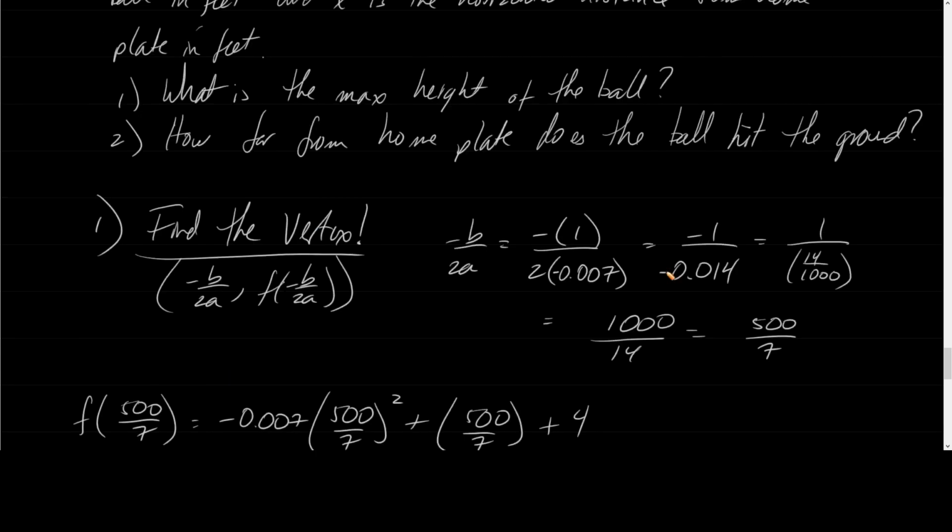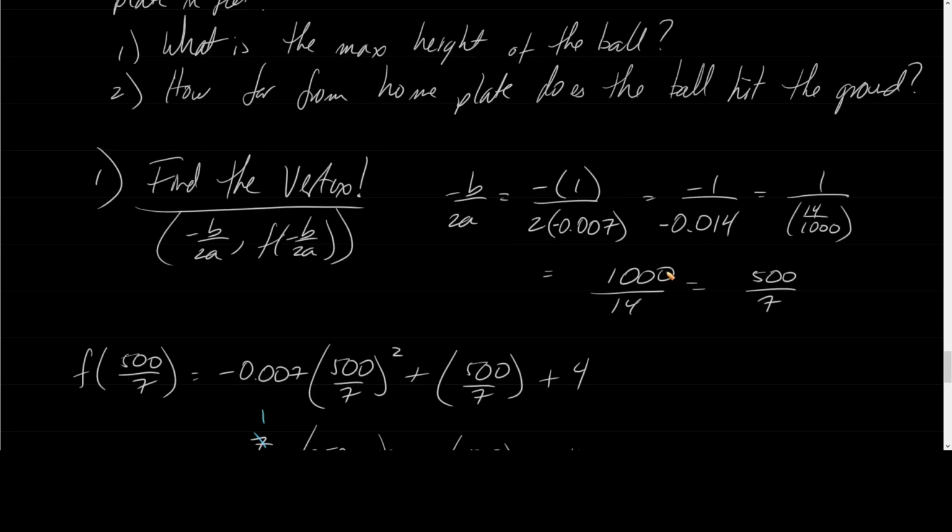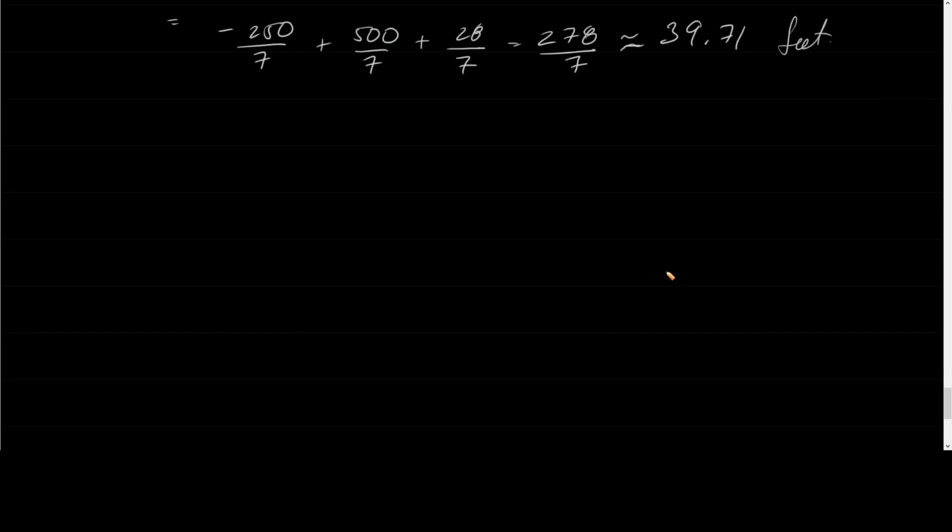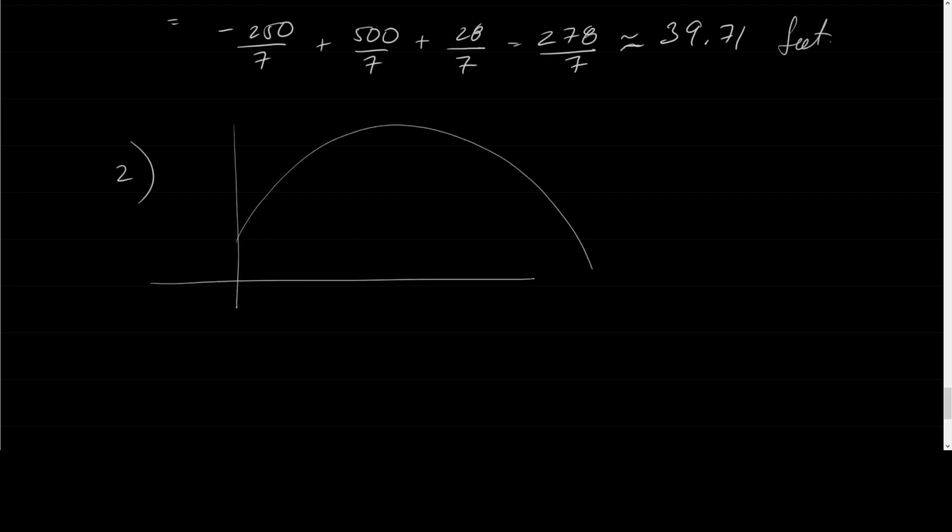The second question is, how far from home plate does the ball hit the ground? So let's visualize what we're saying here. How far from home plate? Well, this is essentially what the parabola looks like, where this right here is the height at which the batter hits the ball. And this is my awesomely drawn bat and ball. So what we're looking for is, what is this value?